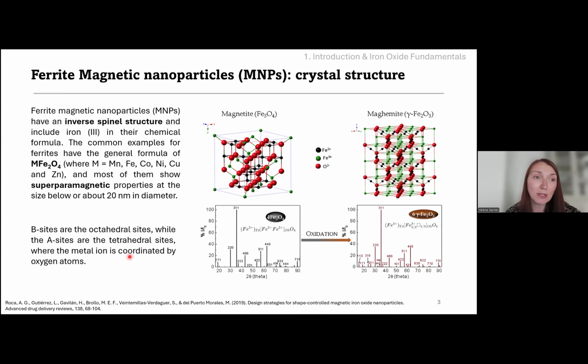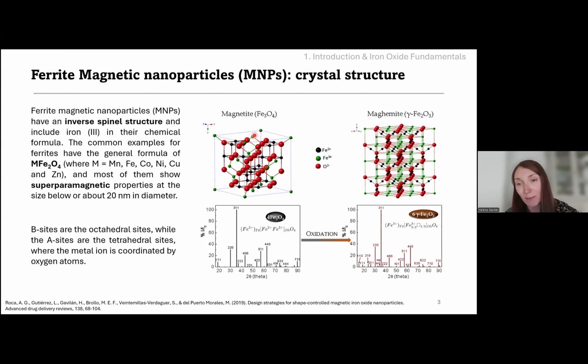So just to begin with ferrite magnetic nanoparticles, they have an inverse spinel structure and they include iron 3 in their chemical formula. So you can find typical examples with this formula, MFe2O4, where M can be manganese, iron, cobalt, nickel, copper, and zinc, divalent metals, and most of them show superparamagnetic properties at sizes below or close to 20 nanometers in diameter.